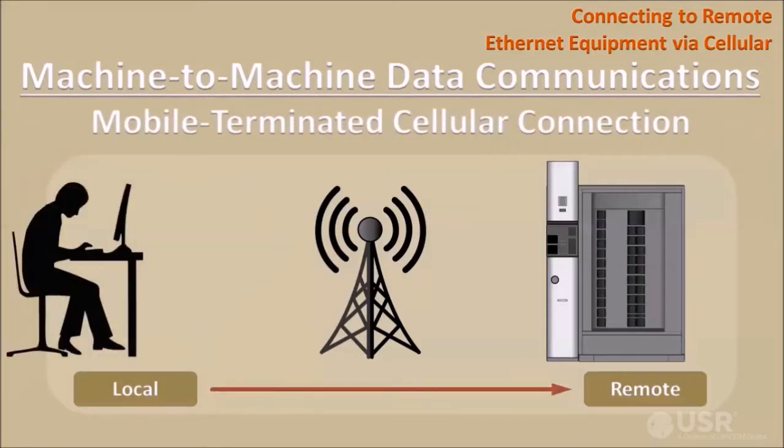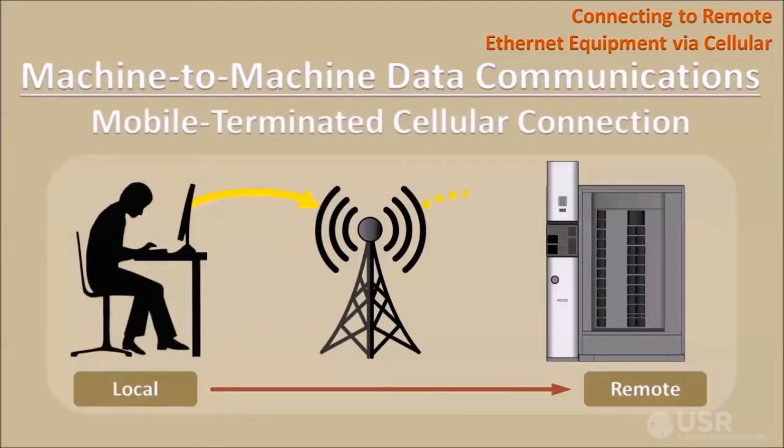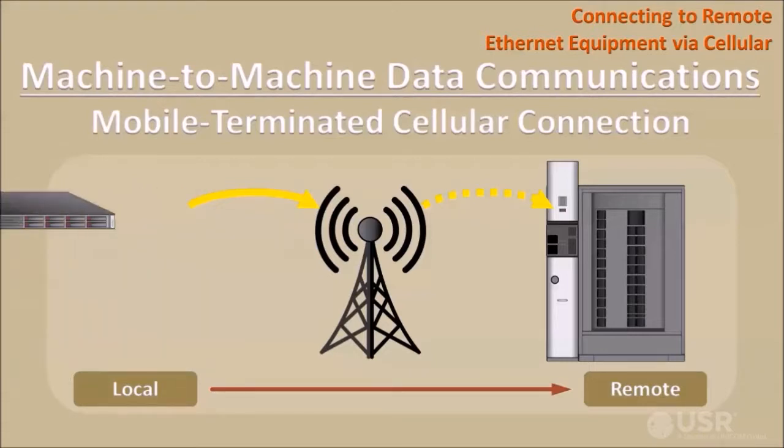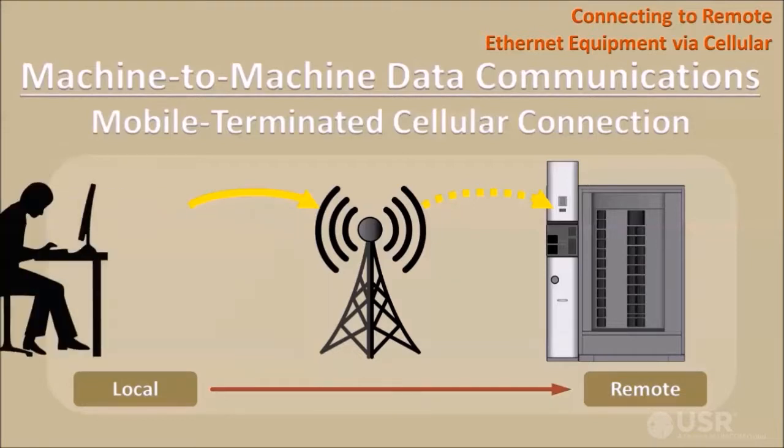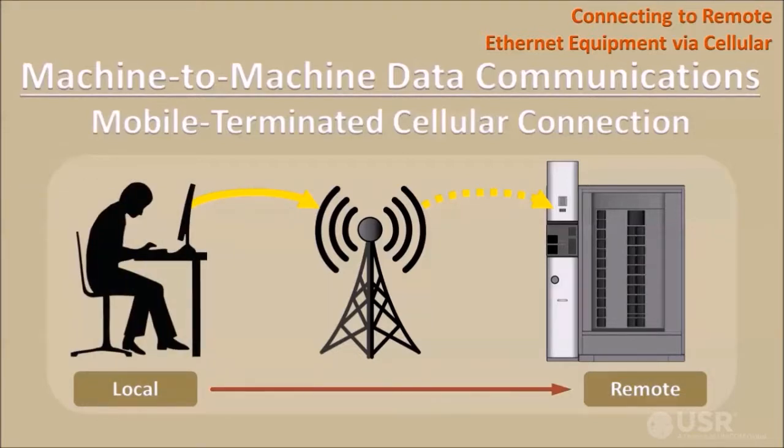A mobile-terminated M2M system is set up for an operator at a terminal to initiate a cellular connection to the remote equipment. Setting up that type of cellular M2M system requires special consideration. This video will present a practical solution for a mobile-terminated M2M system that can work with automated systems that have an application running on a server or with a manually operated terminal.